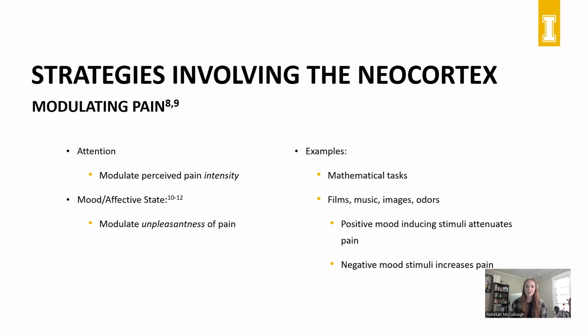There are a couple studies that show that modulating attention can change perceived pain intensity, whereas a change in mood or affective state can modulate the unpleasantness of pain. So two different aspects of pain that we can reach, depending on what exactly we're hitting. Some examples that have been used within these studies are doing things like mathematical tasks. So that's that attention piece.